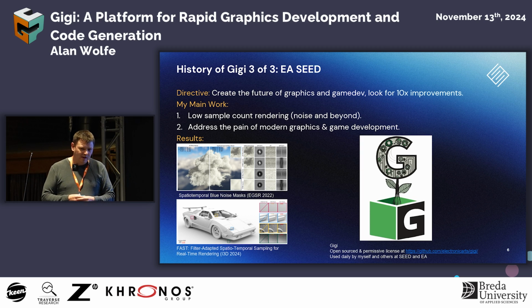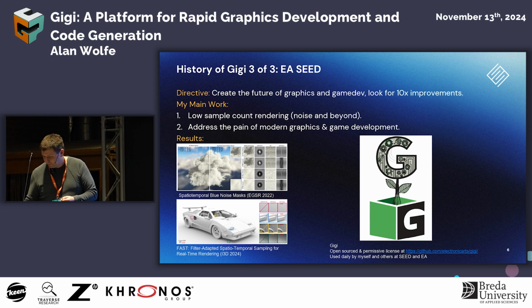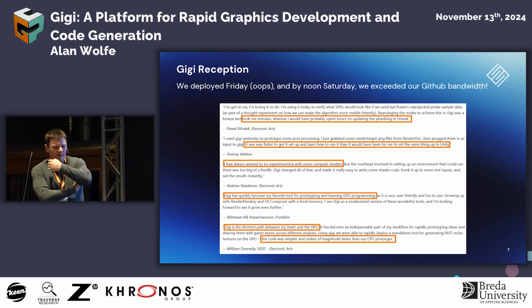It's actually quite functional, and it's open source with a really permissive license on GitHub. And we in SEED and at EA at large use Gigi daily. Me personally, I'm either writing features for Gigi and bug fixing, or working on a paper using Gigi to gather data or experiment, implement, things like that. I'm going to go into the details of Gigi, but first I want to talk about the reception.